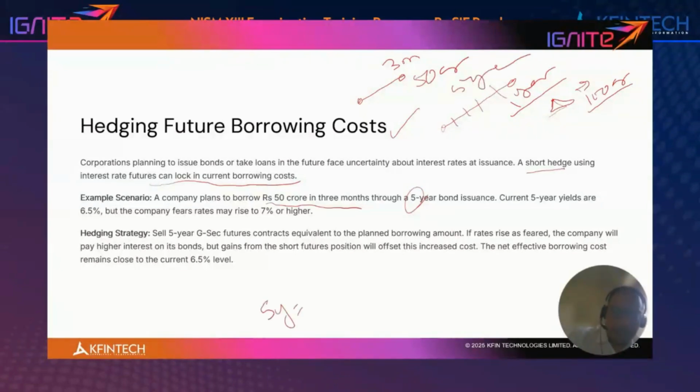Current 5-year yields is 6.5%. The company fears that it will go to 7%. So the expected change is 0.5% positive. That is the rate that they're expecting. So this will increase their borrowing cost because now from 6.5 to 7%, their liability will increase. If my interest rates are going up, my prices will go down.